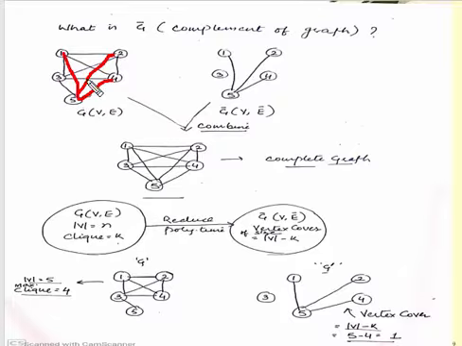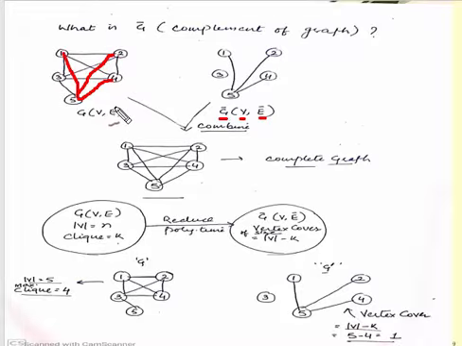So you just consider these red lines and make this graph again: 5, 1, 5, 2 and 5, 4. So that is the complement G dash. In that, the vertices are the same V. The set of vertices is the same, but E dash is what? That is 5, 1, 5, 2 and 5, 4.